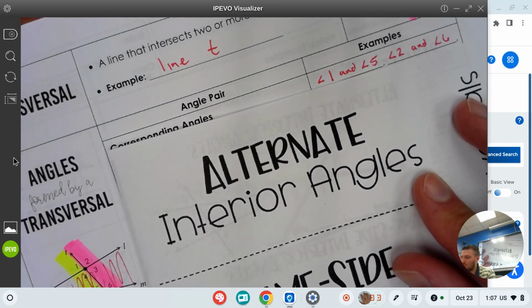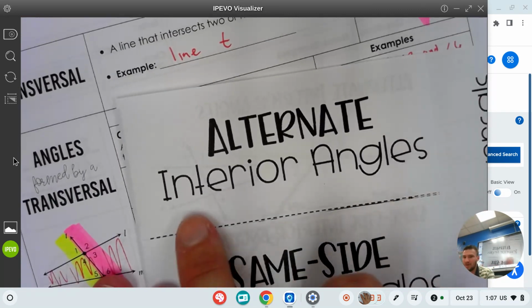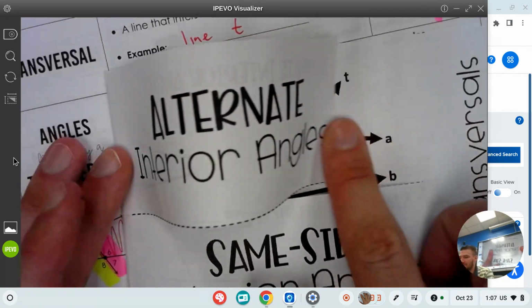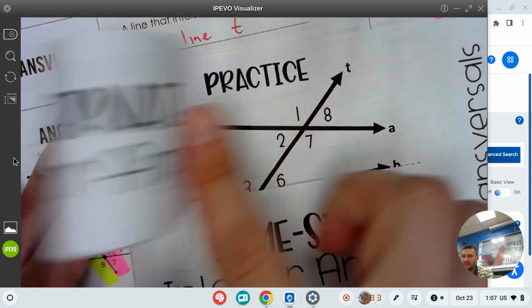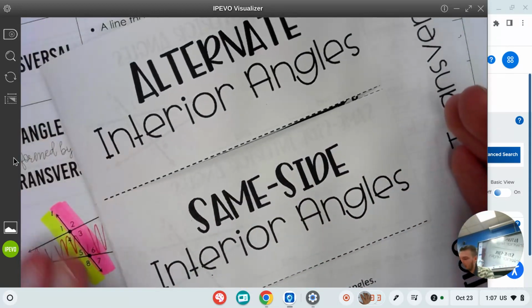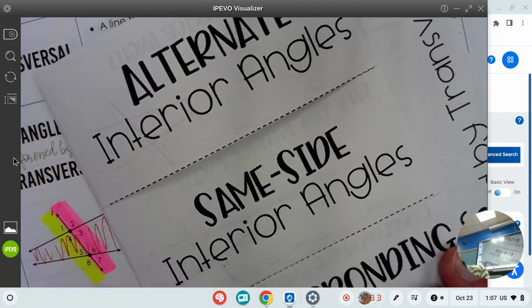So you're going to fold it on the black line. No, you're not going to fold it in half. Look, see how my alternate interior angles? You're trying to fold it in half like this. Don't do that. Yep. The fold should be on the black line.